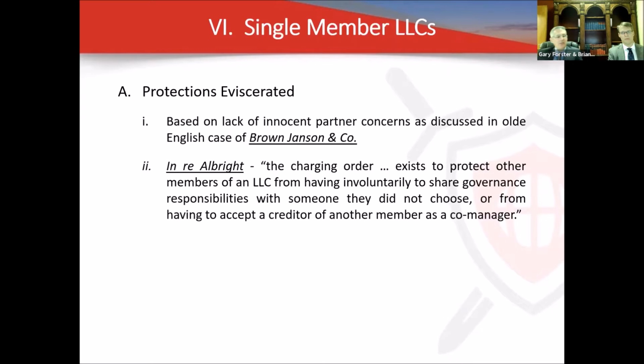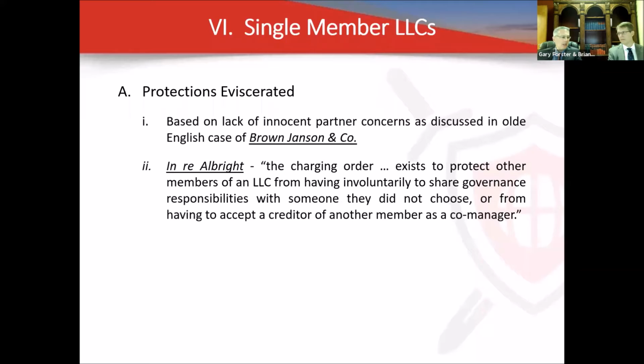Now we get into the single member LLC, which we typically want to avoid in general now, because there's this wave of cases that doesn't like the single member LLC. In other words, what that means is someone sues the owner, and the charging order limitation won't apply. They let them take the LLC. Florida's made that clear at this point.